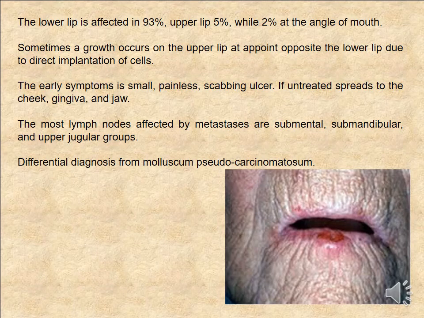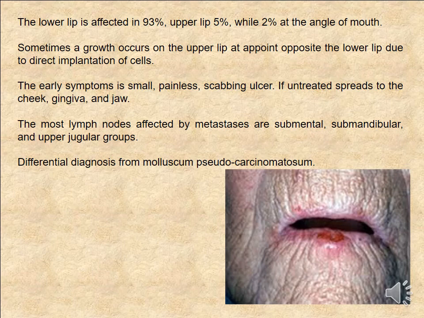The lower lip is affected in 93%, the upper lip in 5%, and 2% at the angle of the mouth. Sometimes a growth occurs on the upper lip at a point opposite the lower lip due to direct implant of cells.